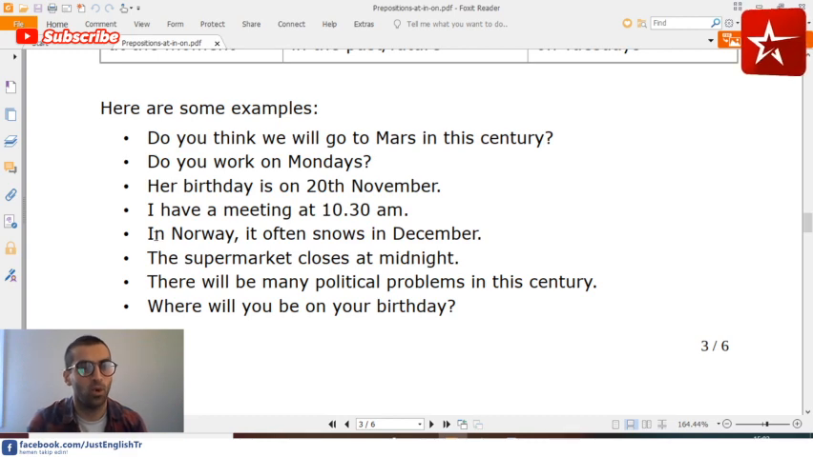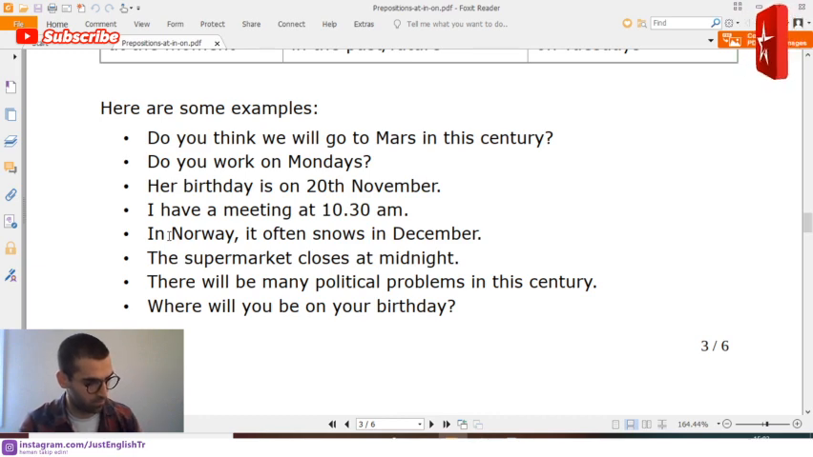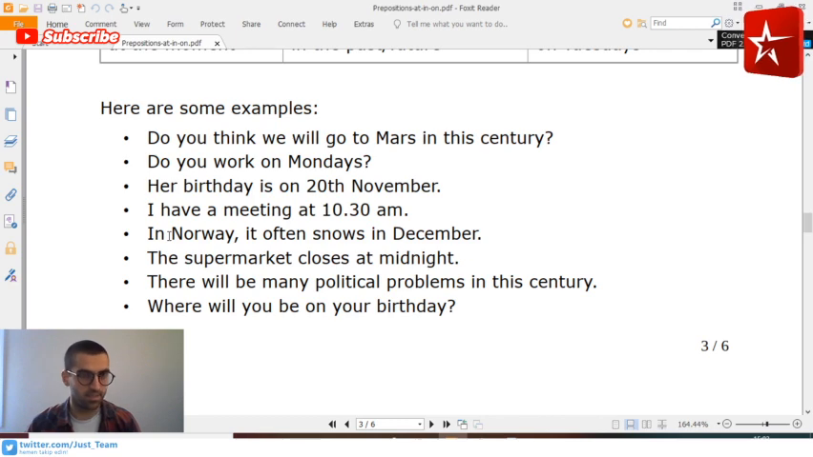And in Norway, it often snows in December. We have two prepositions. One of them is in front of the country, in Norway, and I used in before the month, in December. Great. So in Norway and in December.